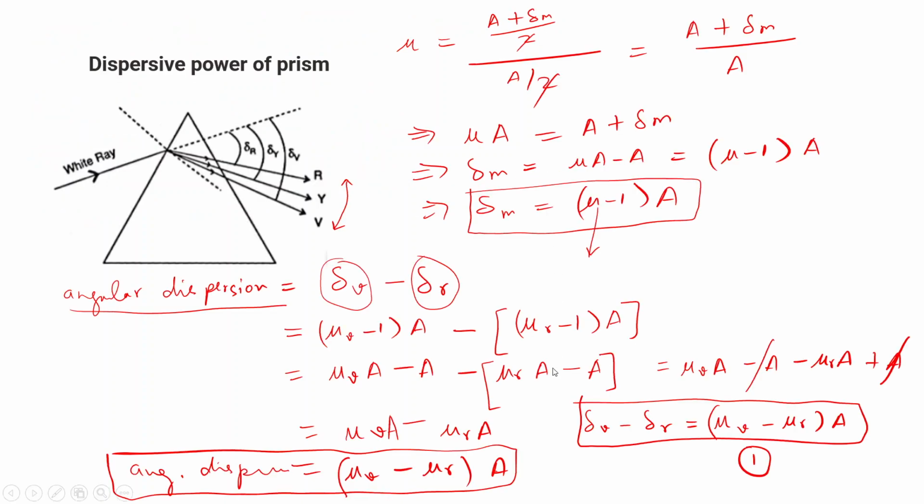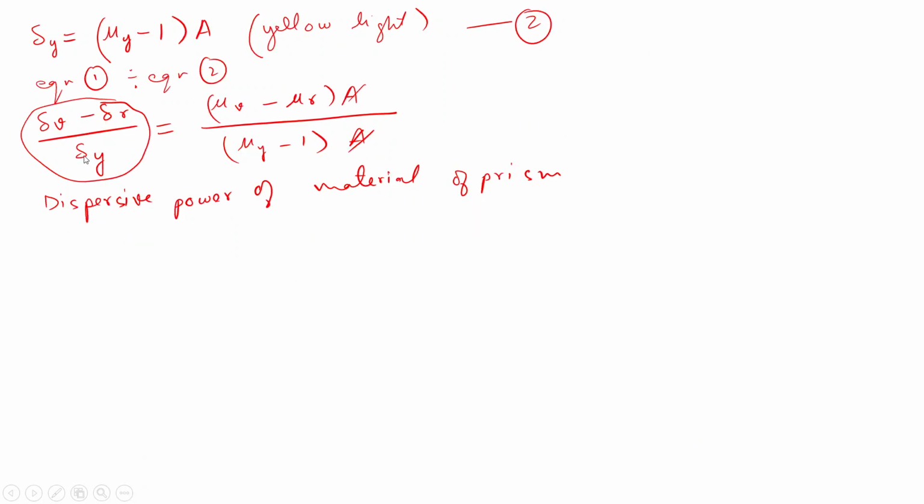So this delta V minus delta R was angular dispersion, and when we divide that by the deviation of the mean wavelength, which is yellow, which we consider the mean wavelength between violet and red, and when we take the ratio of these angular dispersions, then we get the dispersive power of the material of the prism.